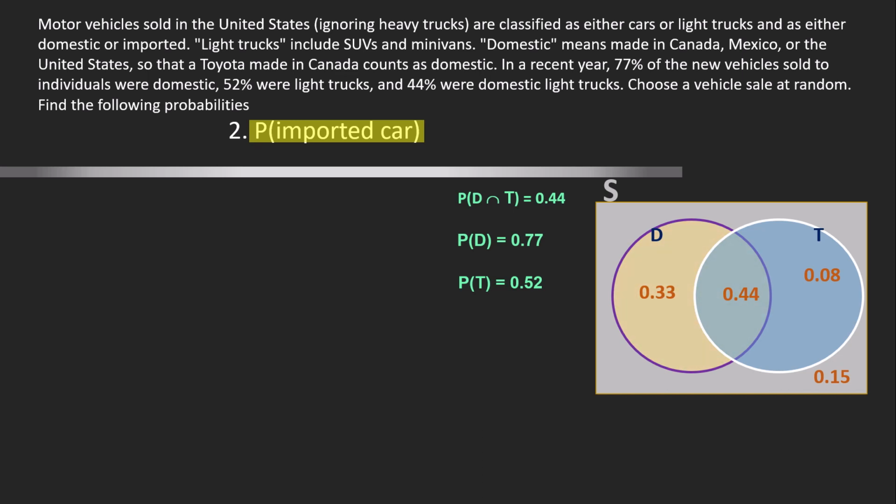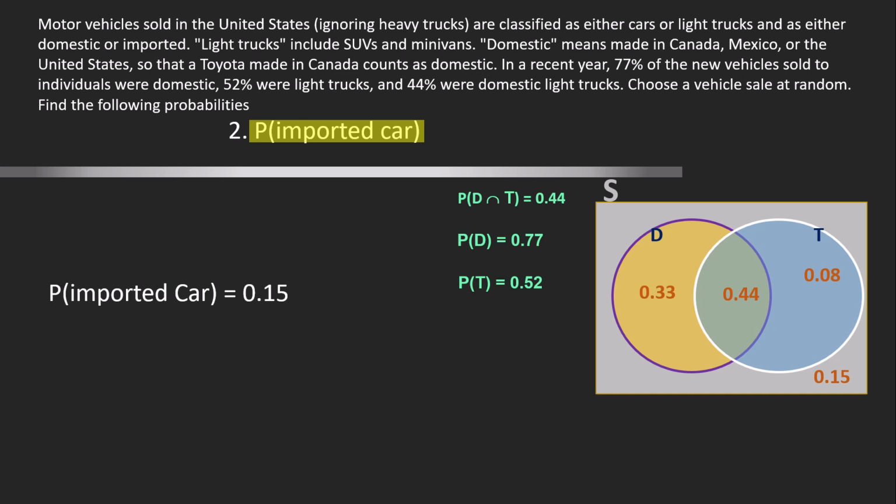But then consider the T. T is the truck. 0.08 is the probability of imported truck. Then how about the outside of the circles? Imported cars. Therefore, we can find the probability of imported car. It is 0.15.